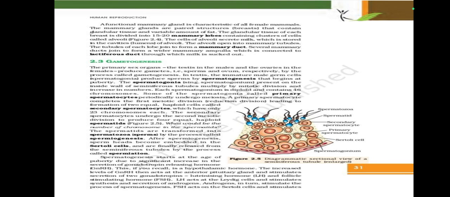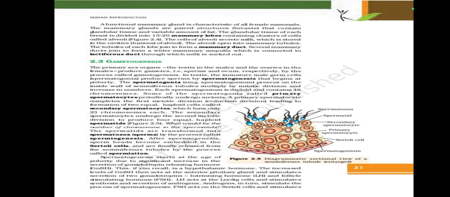In the testes, the immature male germ cells, spermatogonia, produce sperms by spermatogenesis, and that begins at puberty. The spermatogonia present on the inside wall of the seminiferous tubules multiply by mitotic division and increase in number. Each spermatogonium is diploid and contains 46 chromosomes. Some of the spermatogonia, called primary spermatocytes, periodically undergo meiosis.